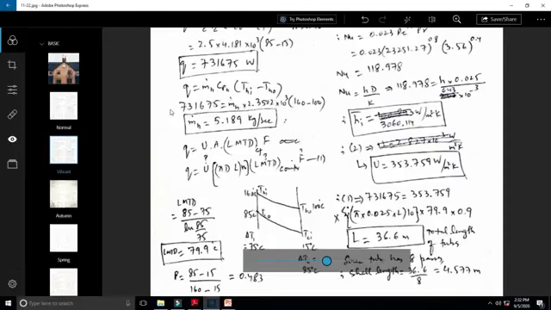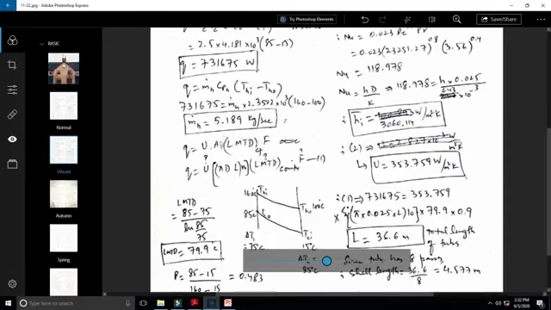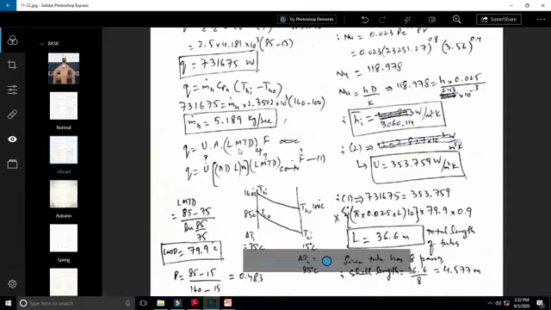So LMTD for counterflow would be calculated, and that LMTD for counterflow, over here CF means counterflow, will be multiplied with the correction factor, and this will give us the log mean temperature difference, equivalent temperature difference for this shell and tube heat exchanger with 8 passes.